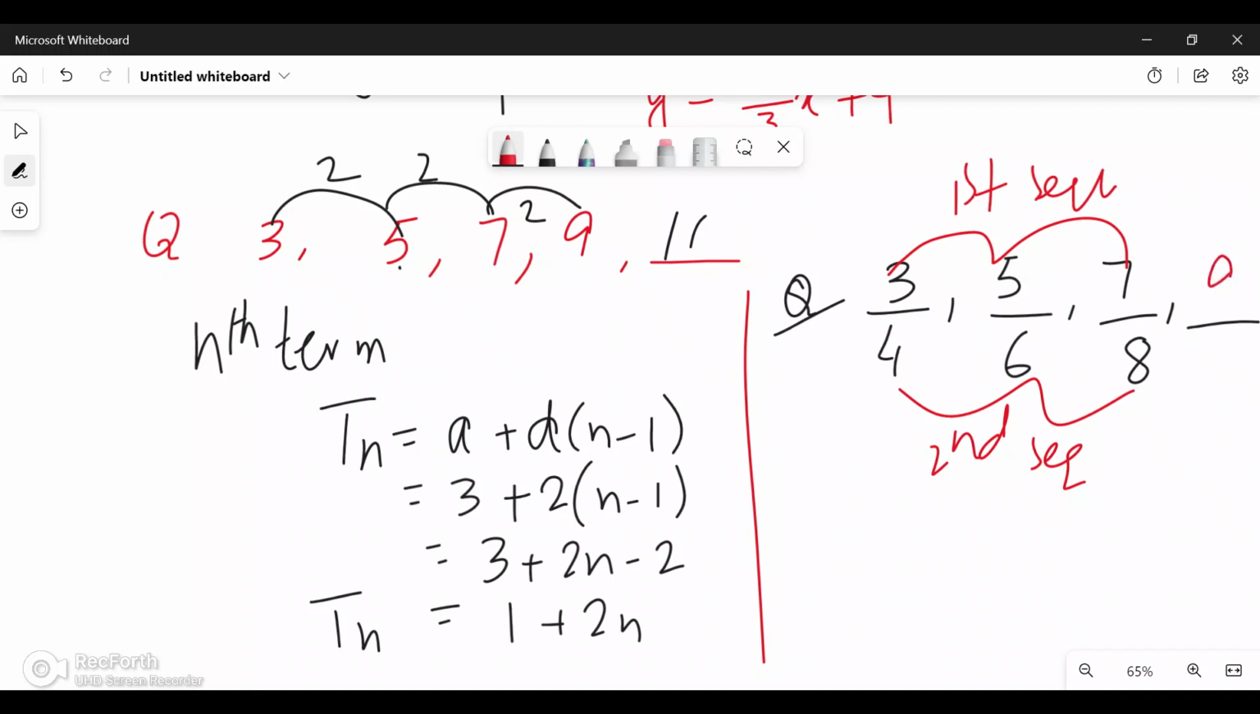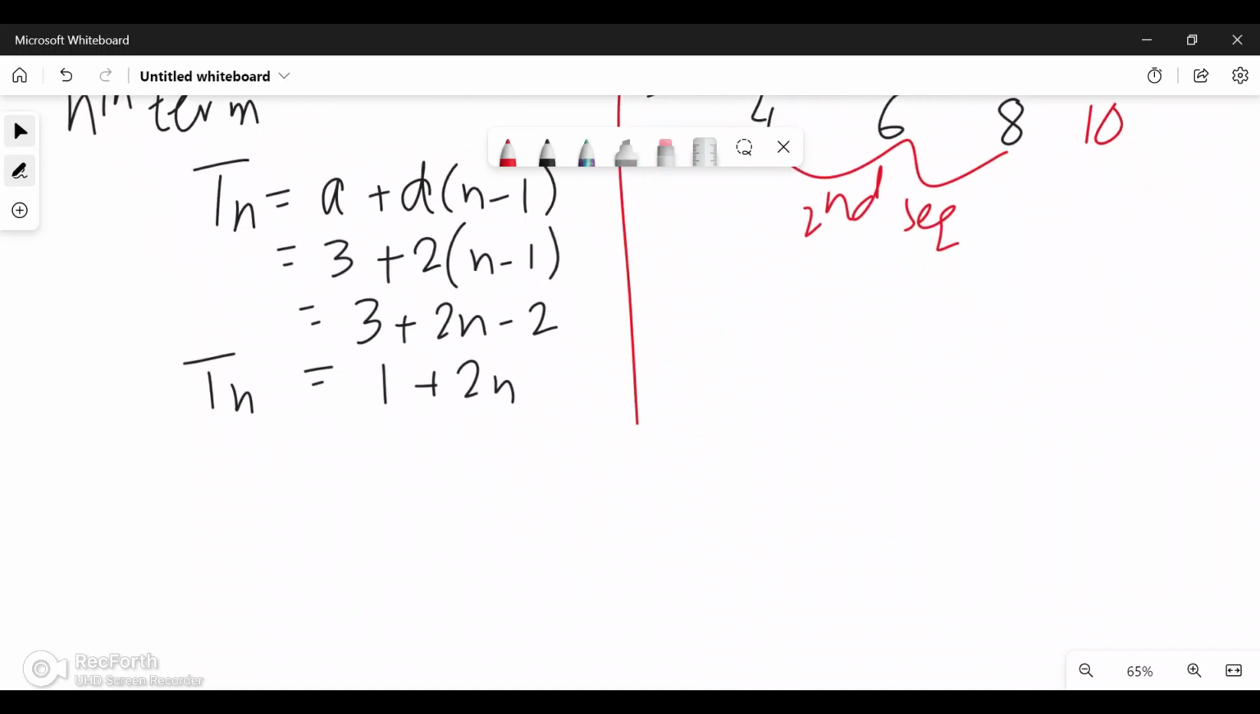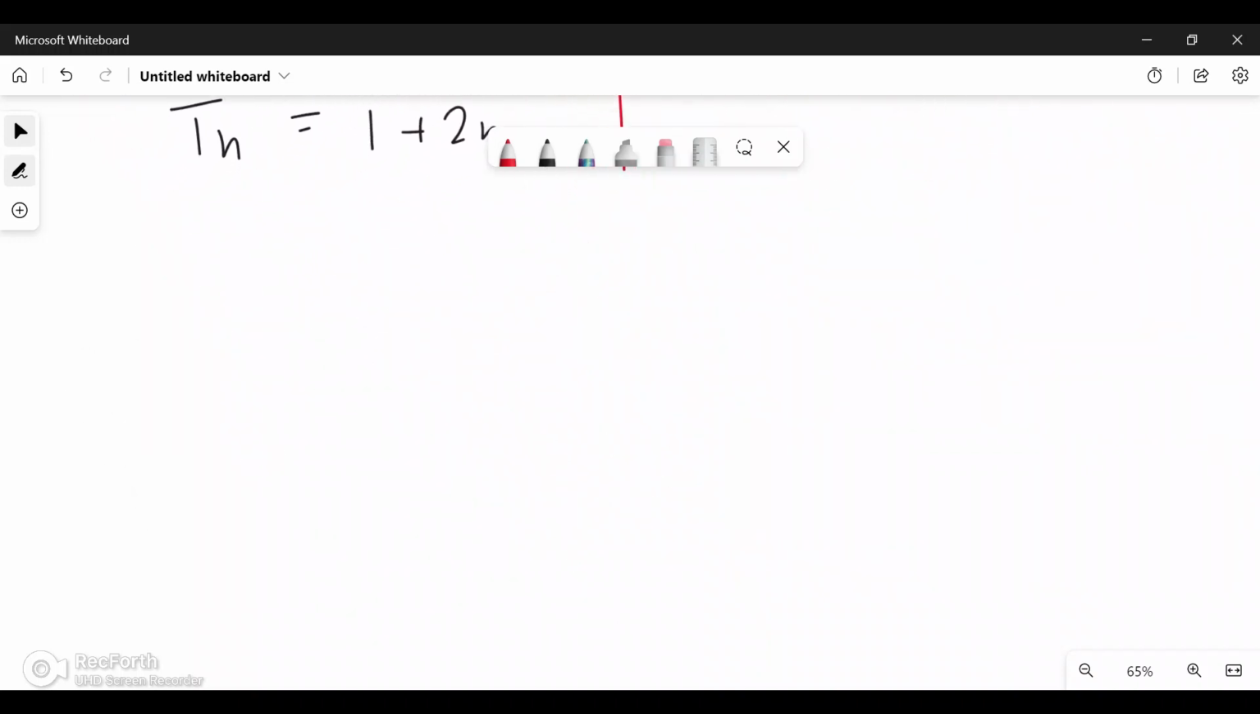So take them separately. In the first sequence we have a difference of 2, 3, 5, 7, so next will be 9. And in the second sequence, that is the denominator, we also have a difference of 2, so 4, 6, 8, and then the next will be 10. You can go in this way. In this you will not be asked to write the general nth term of the sequence. Okay, so this was all about sequences.